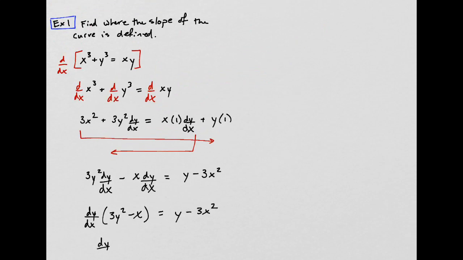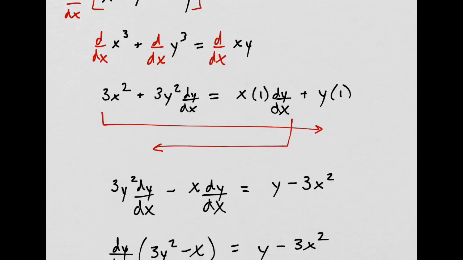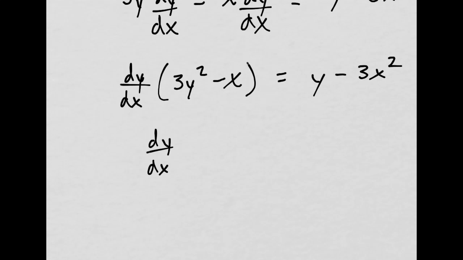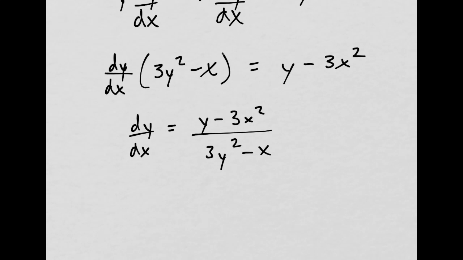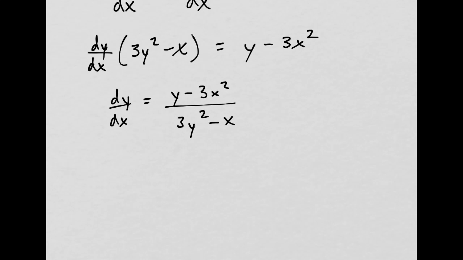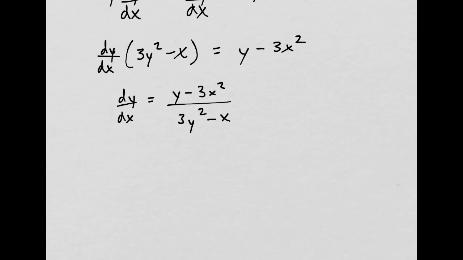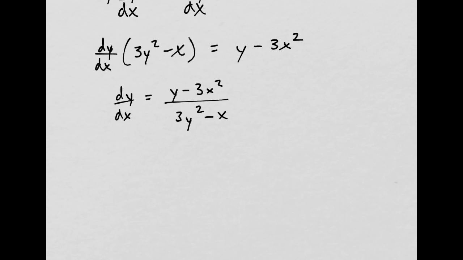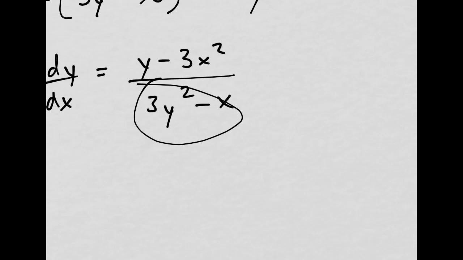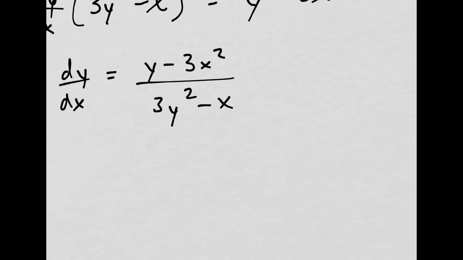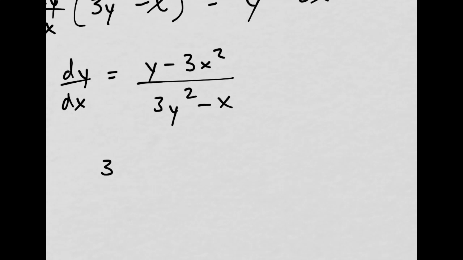But that's not the answer, because it wasn't asking for the derivative. It says find where the slope of the curve is defined. So here's an equation for the slope of the curve at any point (x, y). And I have (y minus 3x squared) divided by (3y squared minus x). That's very interesting. So here are my thoughts. This gives me the derivative if I plug in an x and a y. However, I know that the derivative is only defined where the denominator is not equal to 0. So I'm going to say, well, when does it equal 0?